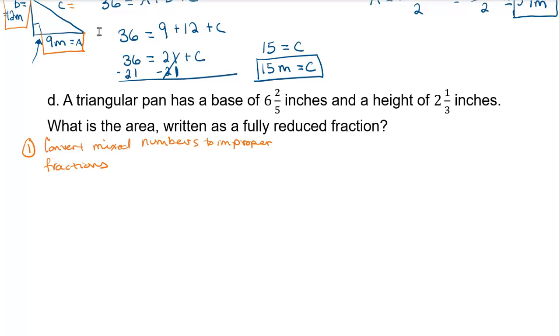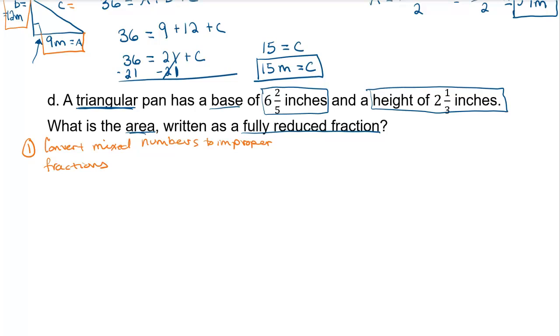Okay, so hopefully you paused the video, you gave this a try, and now I'll go ahead and do it. All right, so here's my read through. A triangular pan has a base of 6 2/5 inches and a height of 2 1/3 inches. What is the area written as a fully reduced fraction?